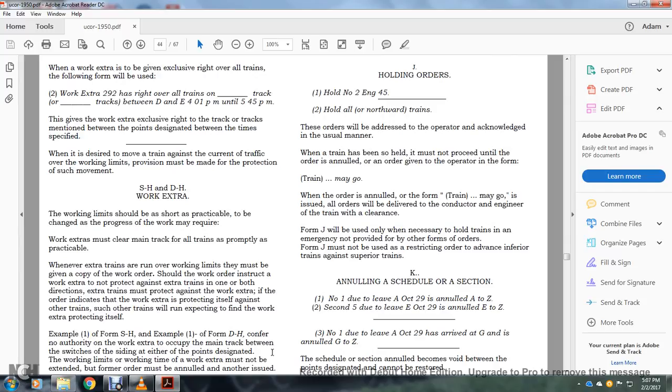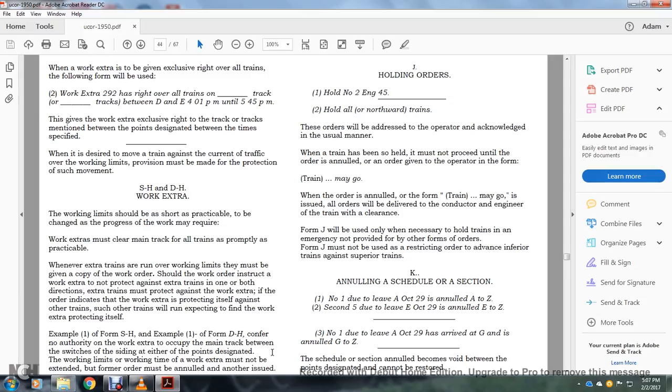Alright, Form J, holding orders. Hold number 2, engine 45, blank. Hold all northward trains. This order will be addressed to the operator, acknowledgement in the usual manner. The train has been so held that it must not proceed until the order is annulled.